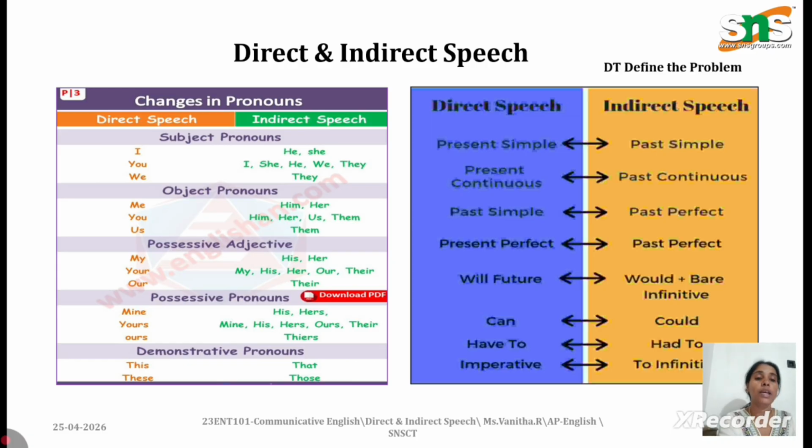Changing direct and indirect speech is very, very simple. I hope I explained it in a simple manner without confusing you all. I hope that will be very useful for you.